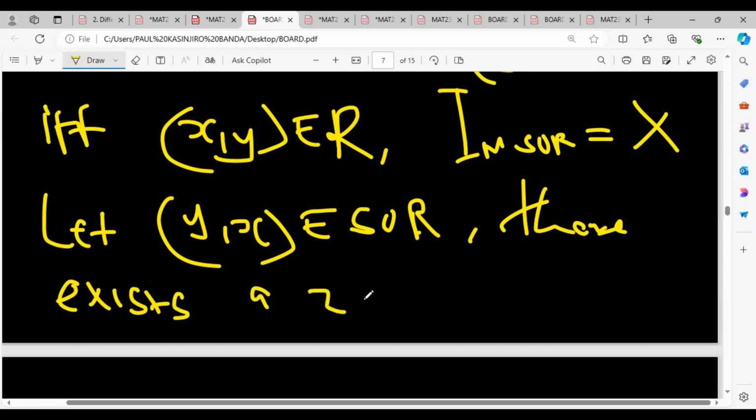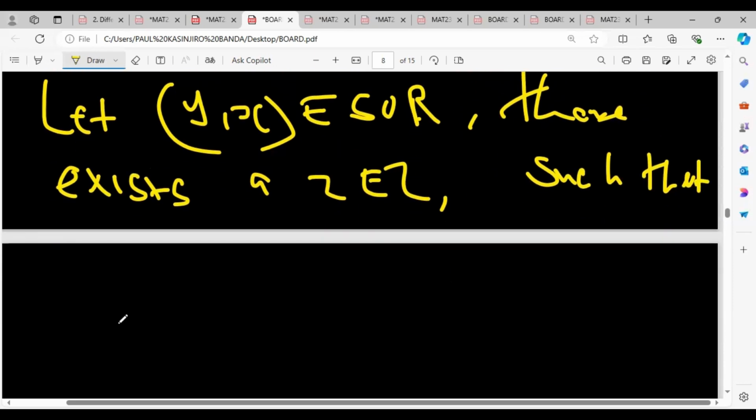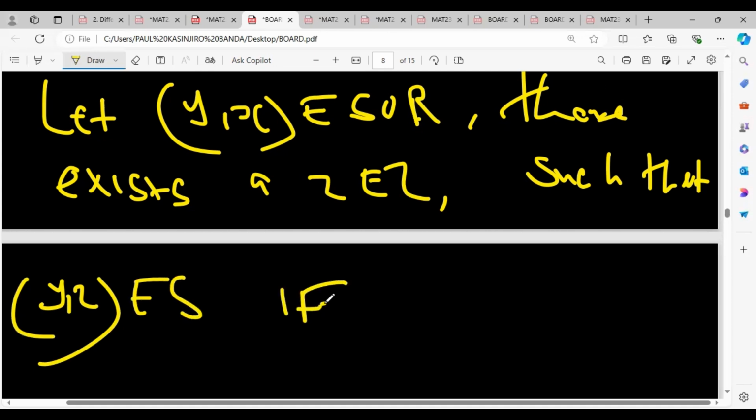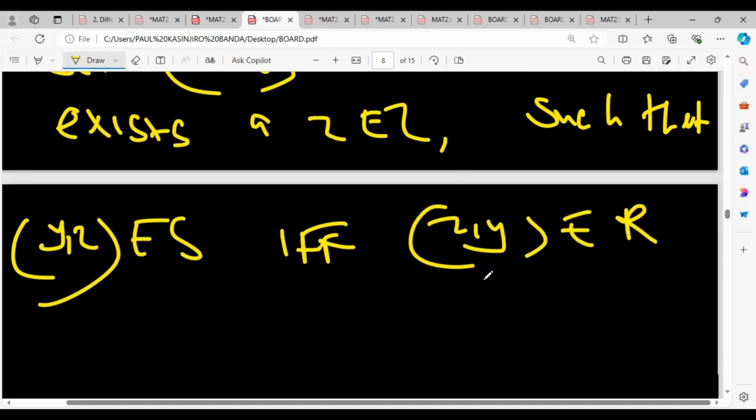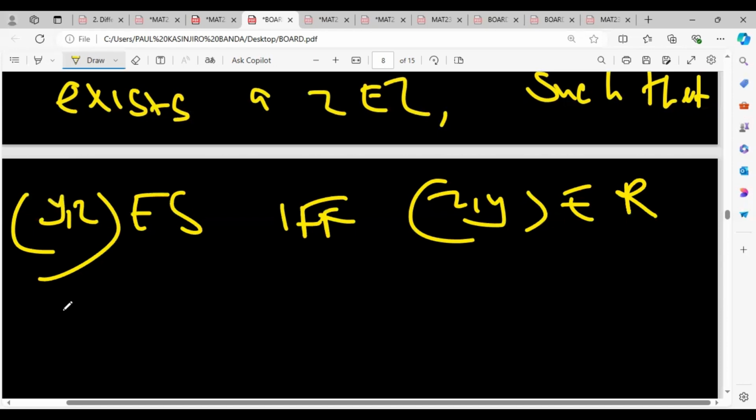a Z in the set Z such that I can only have Y comma Z in this relation S if and only if I have a Z comma Y in the relation R. So whatever is present in R, the opposite of it should be present in S. So if I have a coordinate like this in S, it means I should have that coordinate in R.